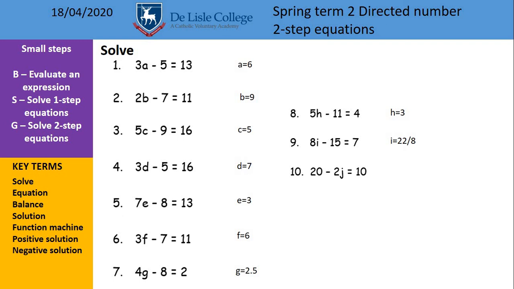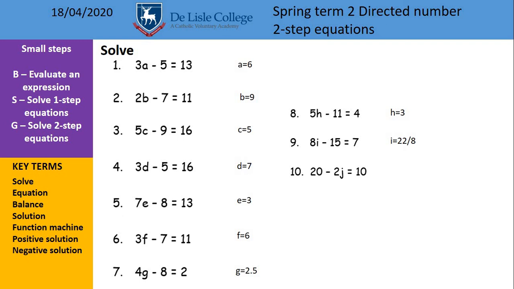You end up adding 15 to both sides, so 8i equals 22. You then need to divide by 8, so it's 22 over 8. Or you could leave that as 2 and 6 over 8, which could be 2 3/4. But leaving it as 22 over 8 would be fine there, unless it specifically asks you to leave it as a mixed number.